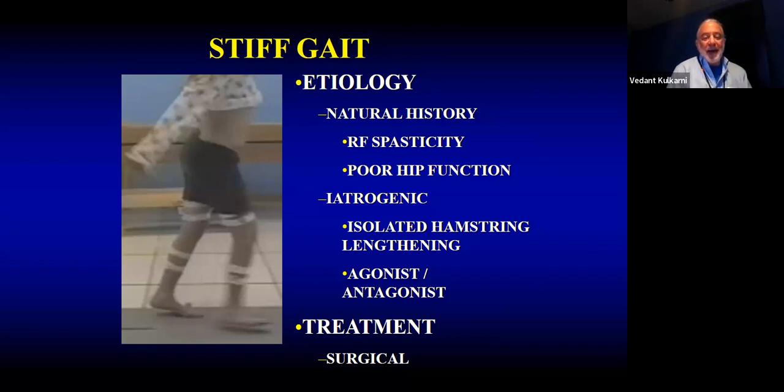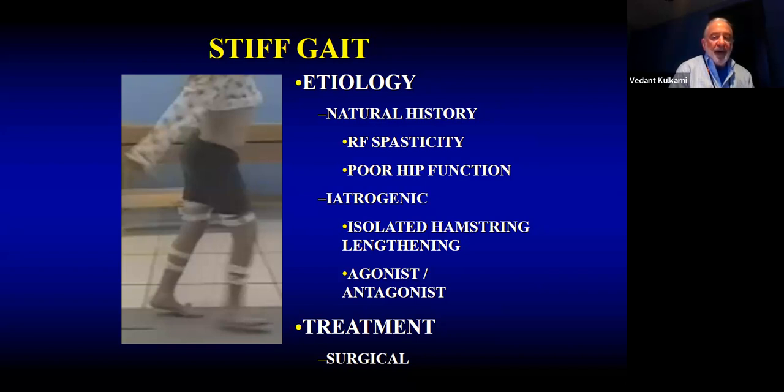Unfortunately, stiff gait may also be iatrogenic. We see it following isolated lengthening of the hamstring muscles where we failed to appreciate that the antagonist to the hamstrings, the rectus, actually has spasticity, which can be unmasked following surgery on the agonist or the hamstrings.